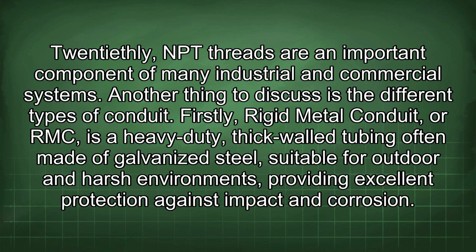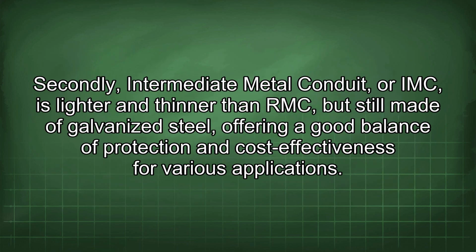Another thing to discuss is the different types of conduit. Firstly, rigid metal conduit, or RMC, is a heavy-duty, thick-walled tubing often made of galvanized steel, suitable for outdoor and harsh environments, providing excellent protection against impact and corrosion. Secondly, intermediate metal conduit, or IMC, is lighter and thinner than RMC, but still made of galvanized steel, offering a good balance of protection and cost-effectiveness for various applications.